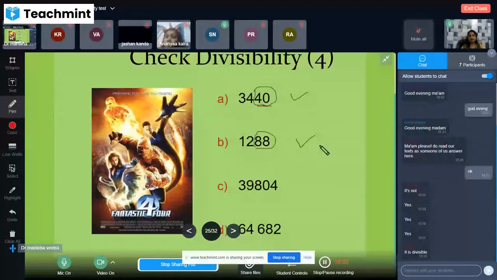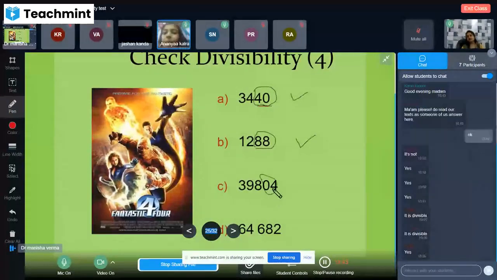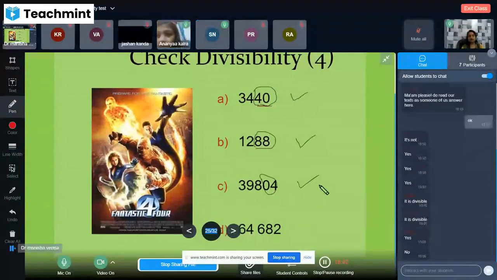Now let's see this one. See, this is divisible, right? And this is not divisible. Last one is not divisible, right? 82 is not divisible by 4. That means this one is not divisible by 4. Okay? Is that clear?